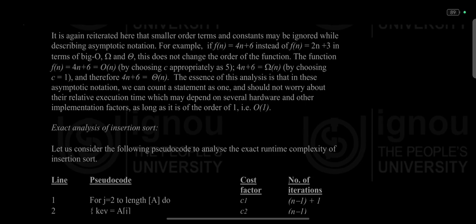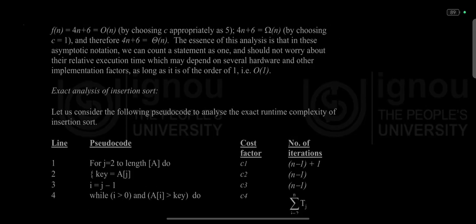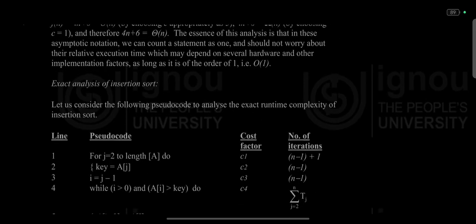The essence of this analysis is that in these asymptotic notations we can count a statement as one and should not worry about their relative execution time, which may depend on several hardware and other implementation factors, as long as it is of the order of 1, that is, big O(1).